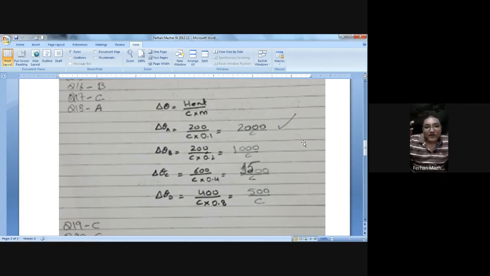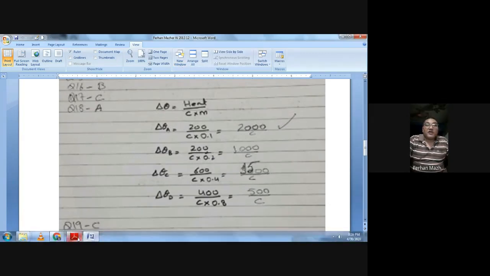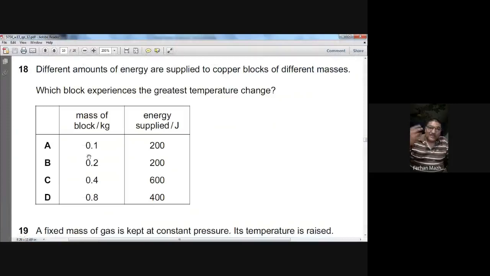So you see the C value is present in all of them. Actually we don't know what the value of C is, but because it is present in all of them, when I compare them, there will be no problem with the value of C. So the largest change is 2000 divided by C. So A is the option. Question number 18, A is the option. It was a little tricky because the C value was not given, but you need to understand that because the C value was involved in all the calculations, in all 4 blocks, when I compare, the factor of C will be cancelled out. So sir, A is the option. Question number 18, I hope you have understood.